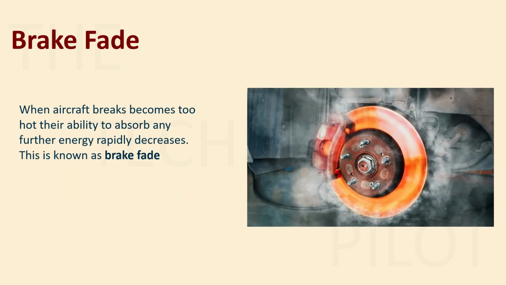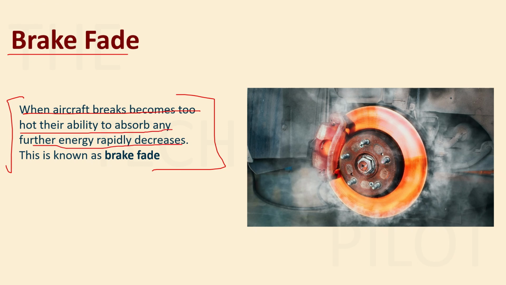All right. Then we have brake fade. What is brake fade? Whenever the aircraft brakes become too hot, their ability to absorb any further energy rapidly decreases. This is known as brake fade. Obviously, the brakes get hotter whenever they try to decelerate the aircraft, right? Why? Again, the kinetic energy is getting converted into heat energy. So the heat is causing the brakes to get hot, right?